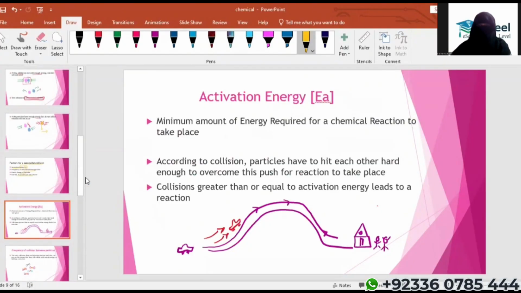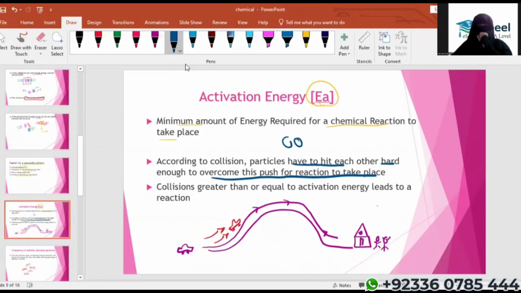Activation energy, also known as EA, is the minimum amount of energy required for a chemical reaction to take place. According to collision theory, we learned particles have to hit each other, but the hitting should be hard enough to overcome this push for a reaction to take place. So, whenever there is a collision of particles, the collision energy should be greater than or equal to activation energy in order for a reaction to take place.